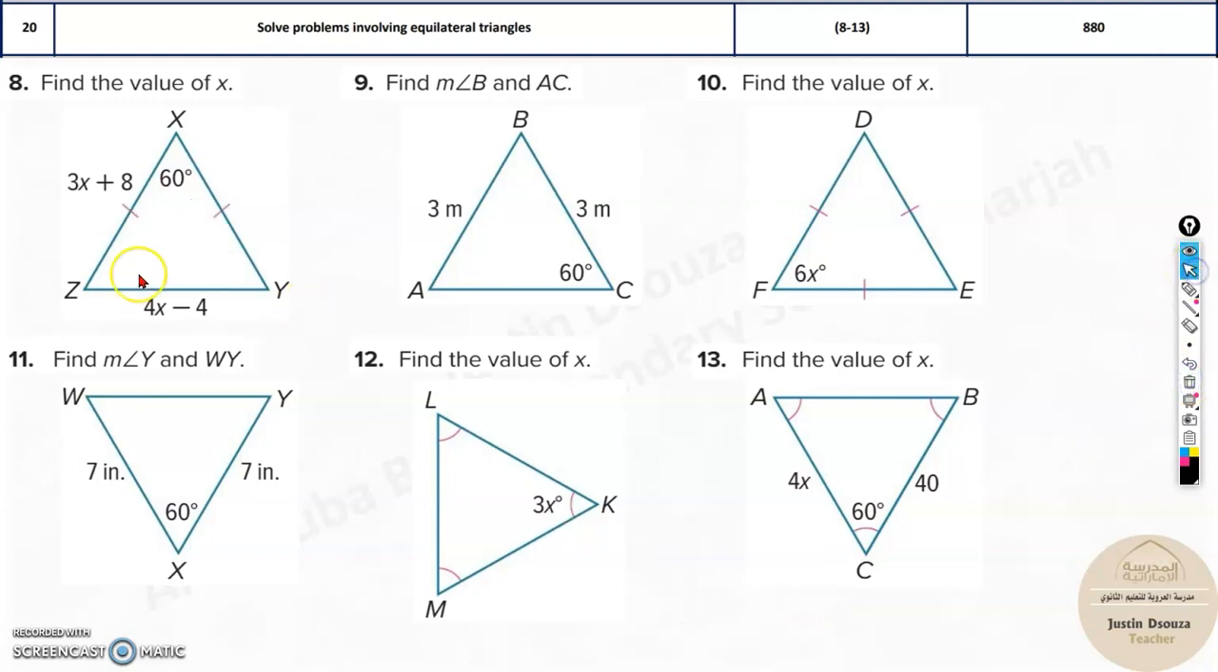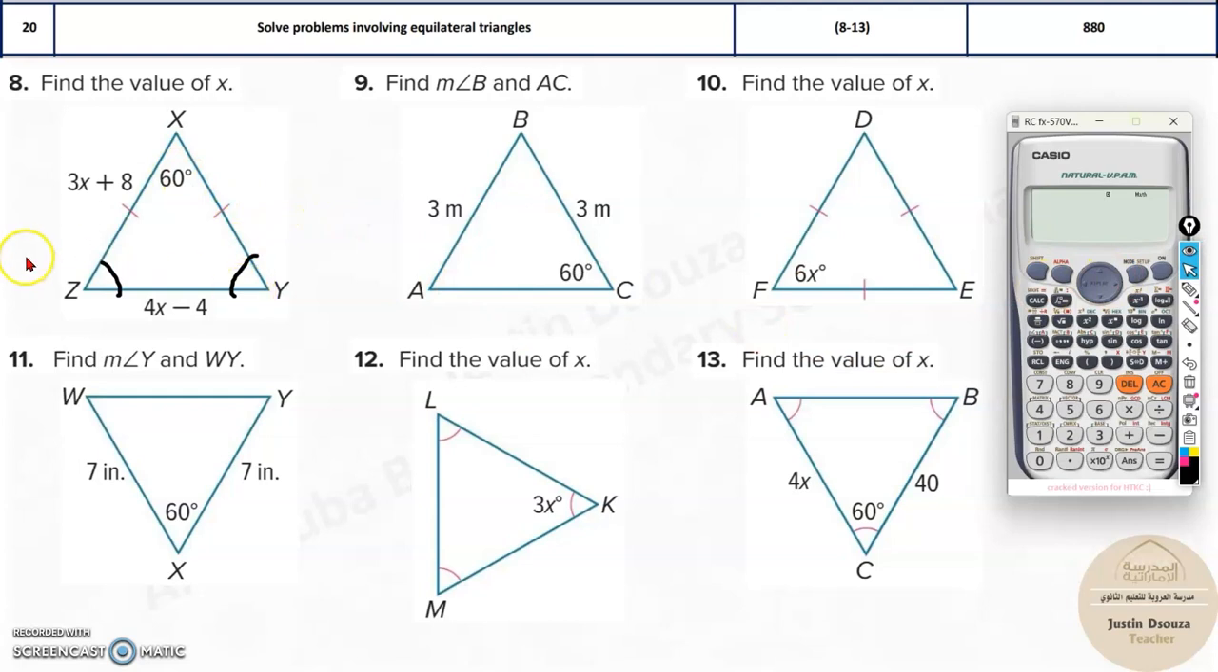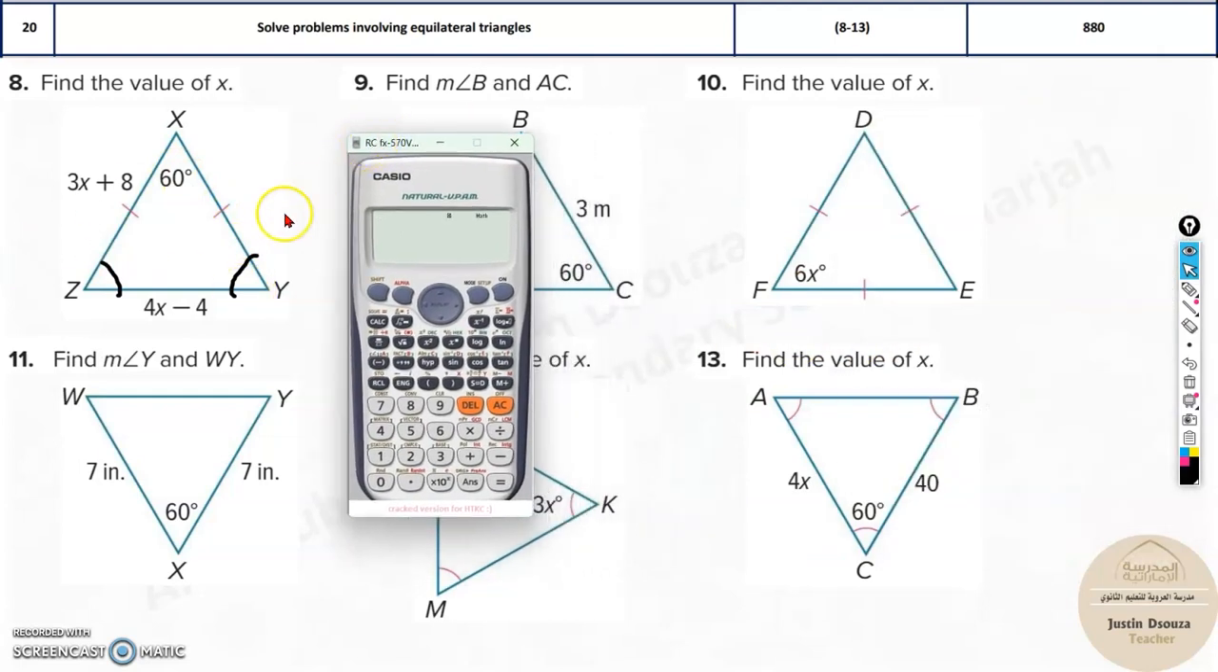But how exactly would you solve this? They have mentioned this is 60 and they have told us the two sides, the legs over here, are congruent. That means this angle and this angle must be equal. Doesn't matter what, these two angles will be equal. So one is 60, all are 60. Why? Because 60, 60, 60 makes 180 degrees. But they want the value of x over here. If it's an equilateral triangle, as the name suggests, all the sides are equal.